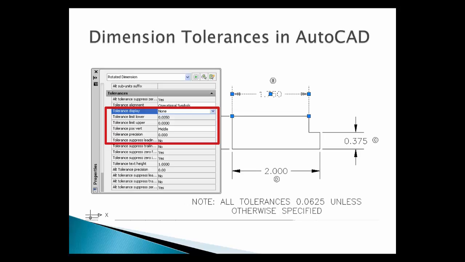In AutoCAD, to display a tolerance on a dimension, adjust that dimension's property, changing the tolerance display to your desired method and adjusting the tolerance limit lower and limit upper values. Using Inventor is very similar.